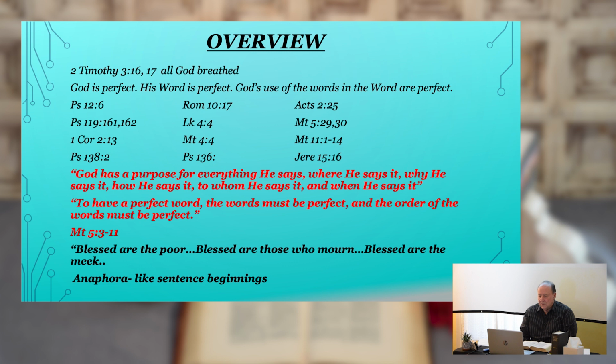Look in Matthew chapter 5. Now, you don't even need to do it, but it's the verses of scripture that say blessed are the poor, blessed are those who mourn, blessed are the meek, right? A bunch of repetition with the same phrase. It's the figure anaphora. Like sentence beginnings.